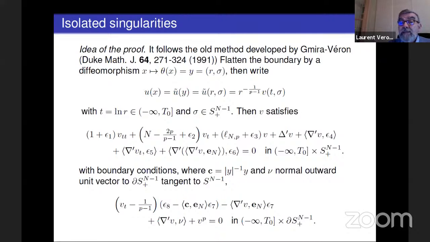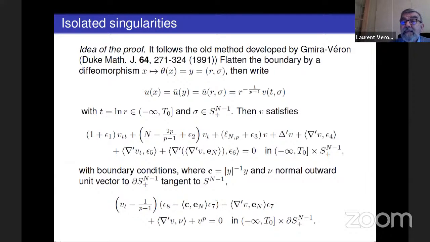In minus infinity times T0 cross S^{n-1}_+, it is just a form of the Laplacian. It's a form of the Laplacian with this transformation. So it's 1 plus epsilon 1 times V_TT plus (n minus 2p over p minus 1) plus epsilon 2 times V_t plus ln p plus epsilon 3 times V plus delta prime of V.